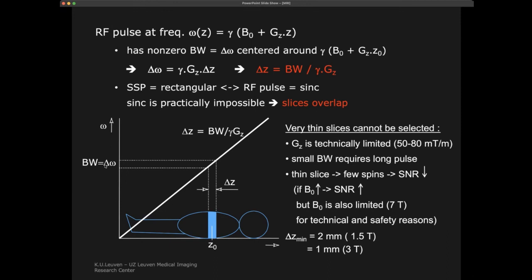Both for this bandwidth, we cannot go under a certain limit because of time constraints and technical constraints, and we cannot go beyond a certain steepness of this gradient, mainly because of a combination of safety and technical constraints. That means that we end up with a kind of minimal, the smallest plane that we could ever selectively select, of about roughly a millimeter.